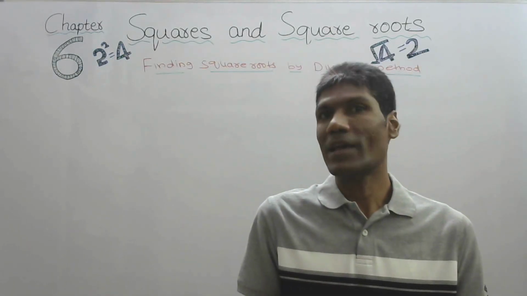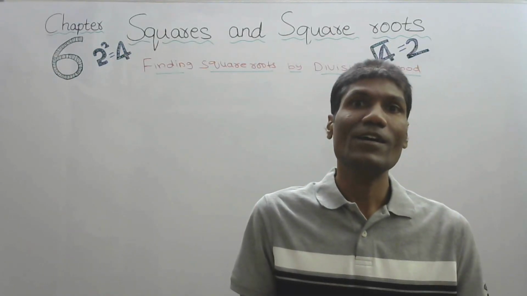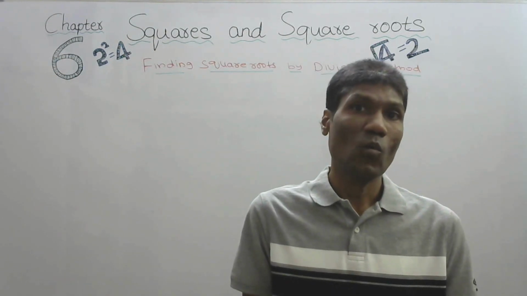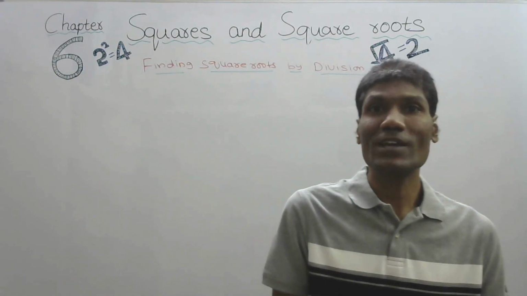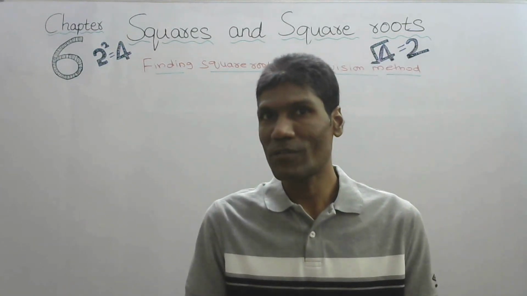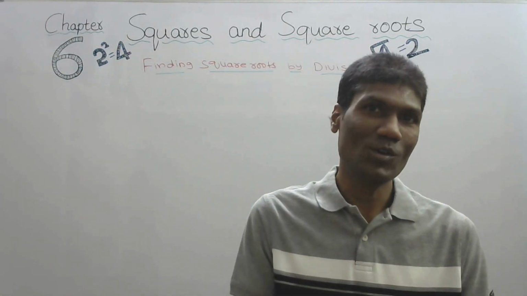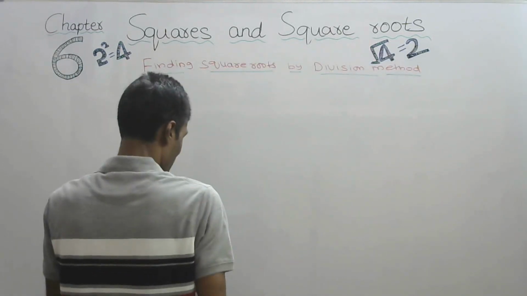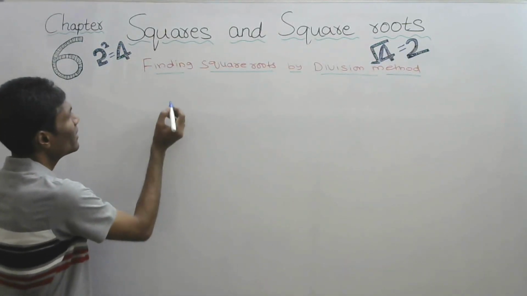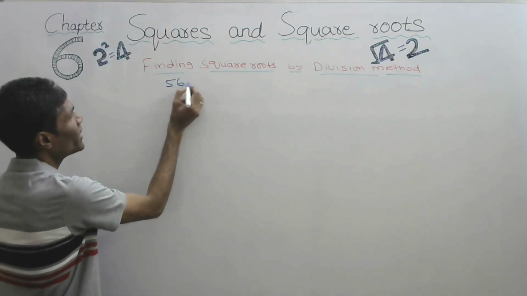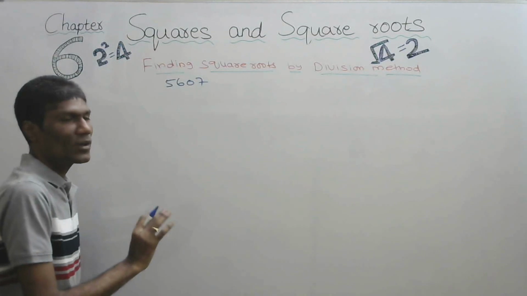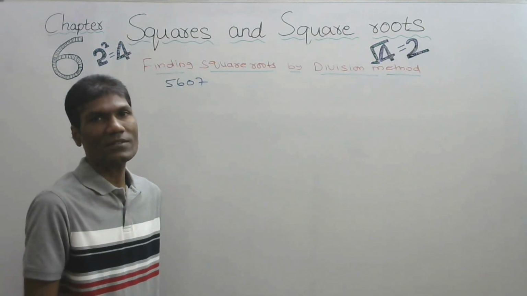Now, like this we are finding the square root of a bigger number. Then, what is the situation if the given number is not a perfect square? Then what to do? Let us see with one example. Now, take 5607 and try to find the square root of 5607.